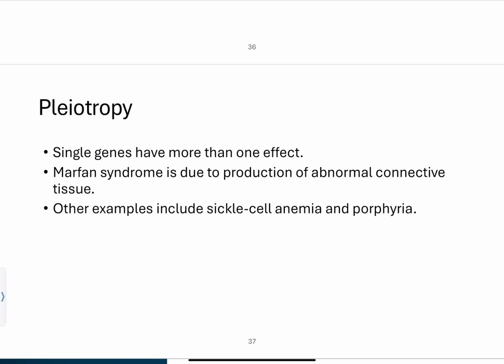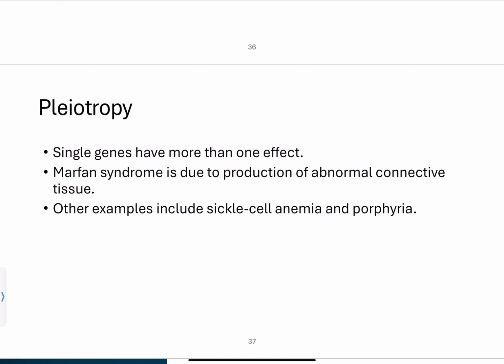Other examples, we've already talked about sickle cell disease that's caused by a mutation in the HBB gene, which leads to a defective beta globulin subunit of hemoglobin. So its effects, again, are very different. We have our erythrocytes that become sickle cell shaped in low oxygen conditions. We can have anemia due to the rapid destruction of our erythrocytes. We can have pain, we can have organ damage, and increased susceptibility to infections.